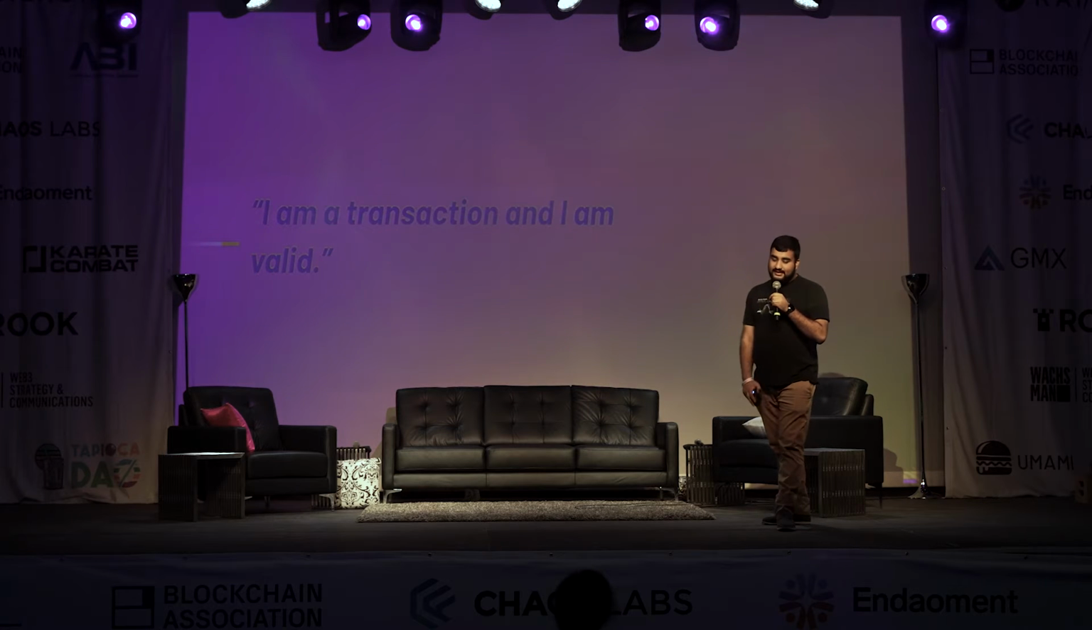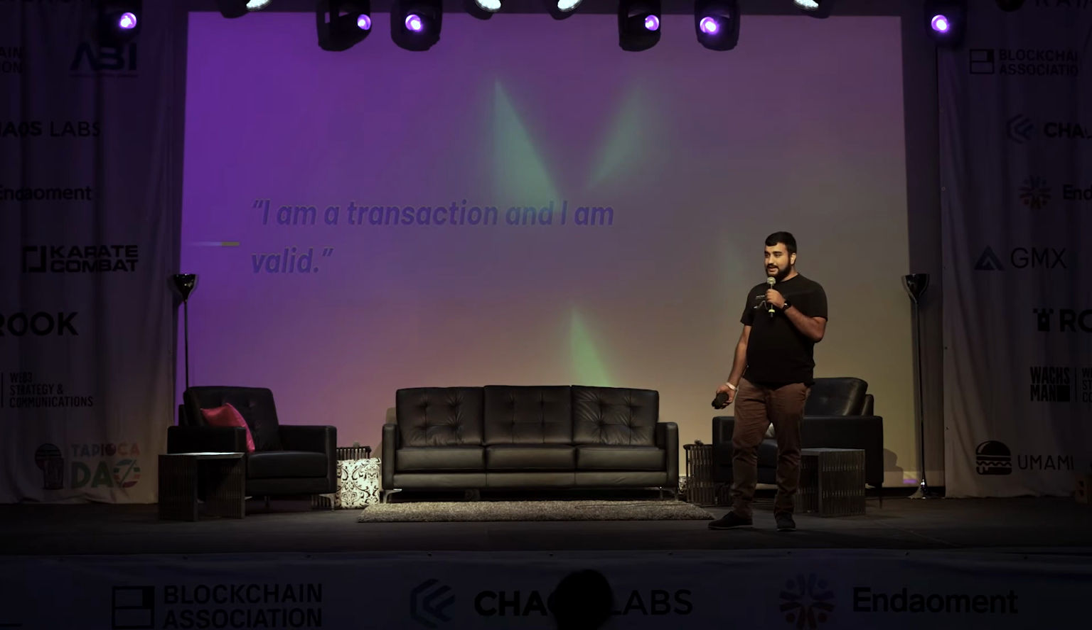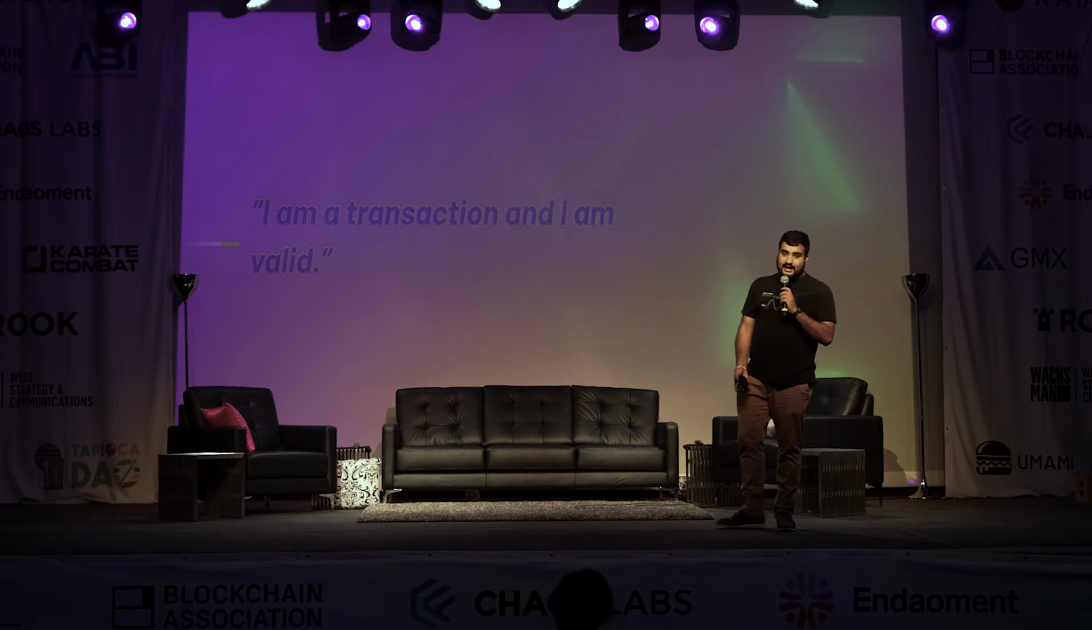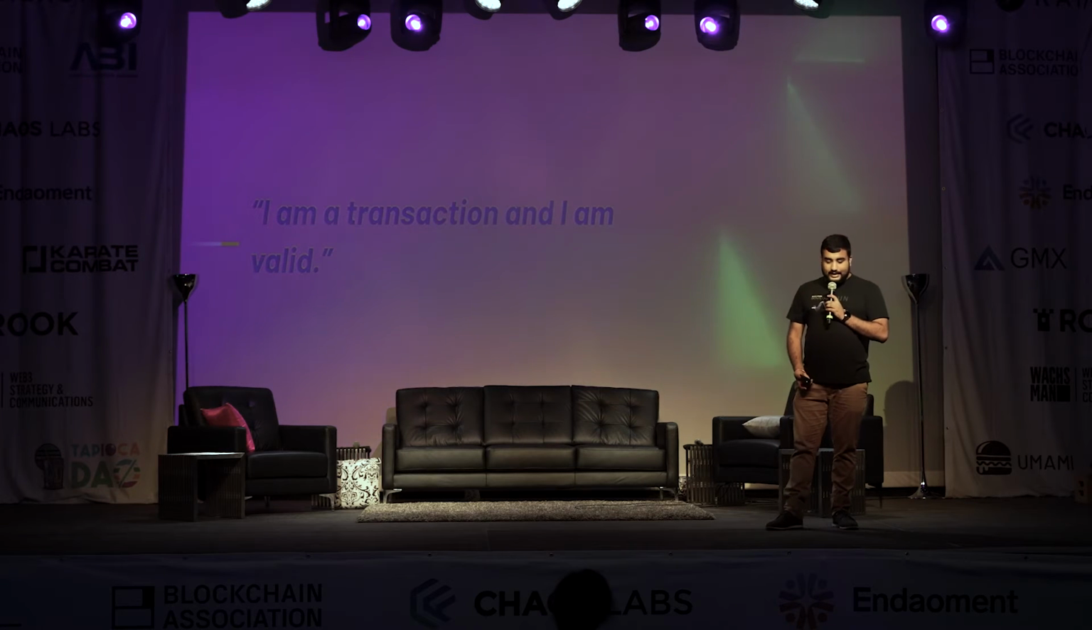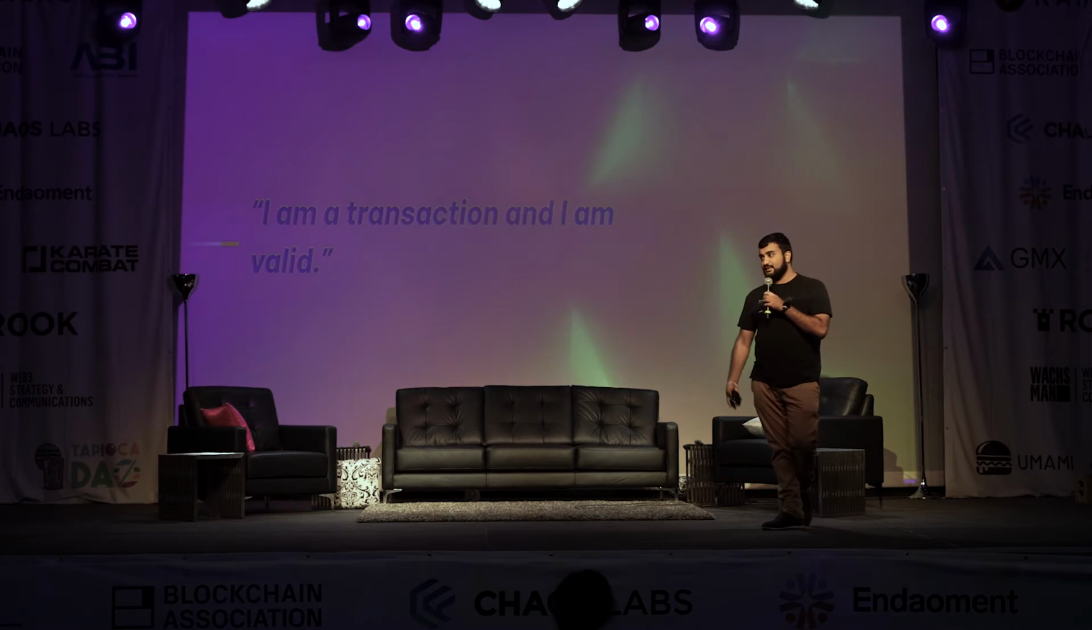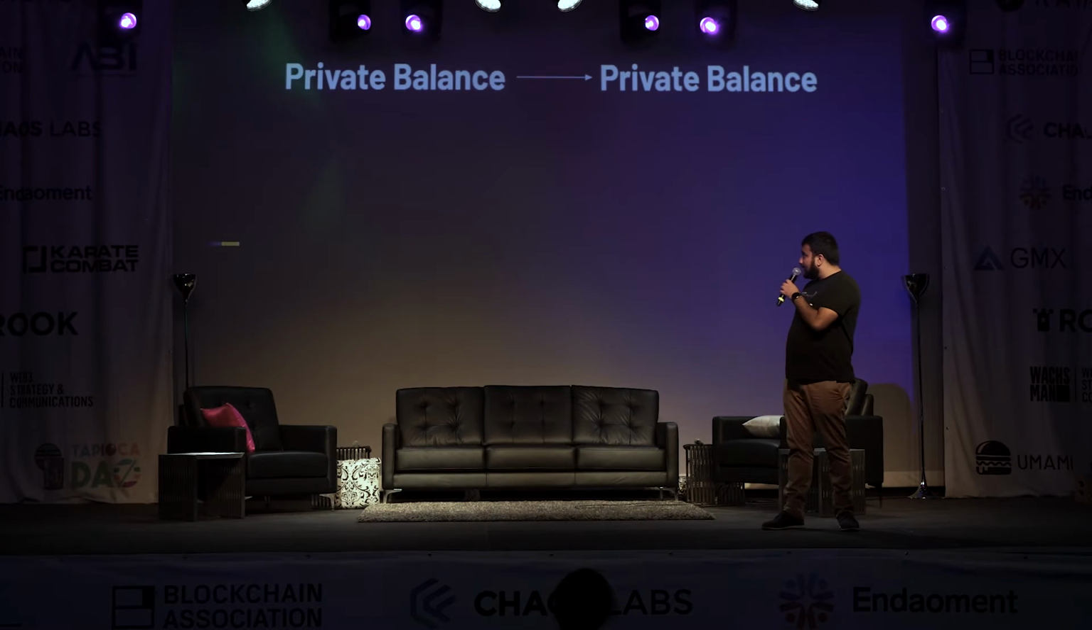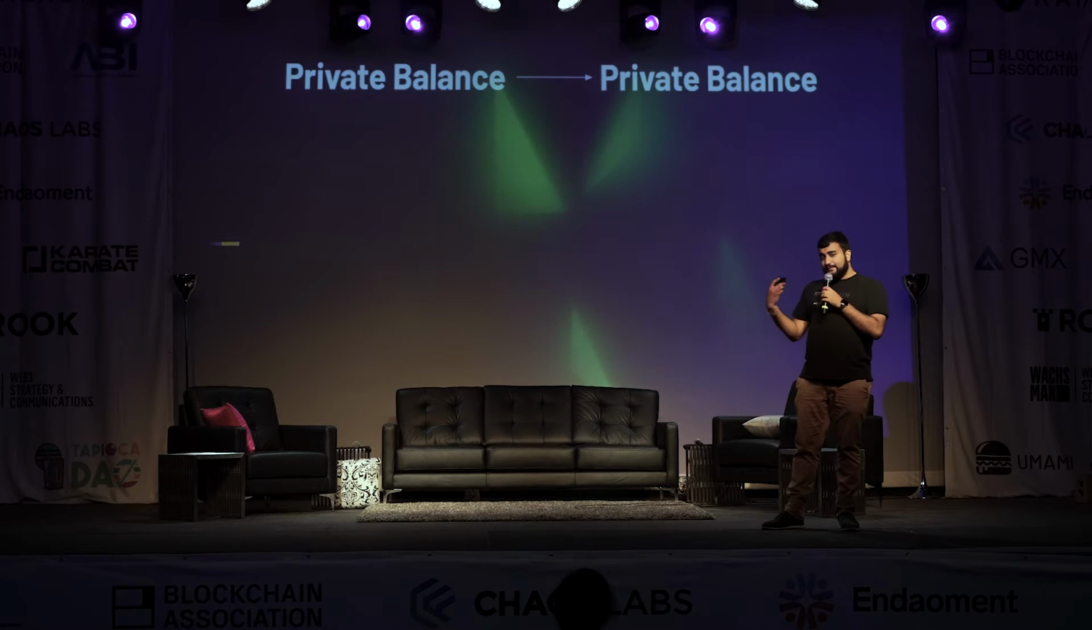So all this really says is, hey, I'm a transaction and I'm valid. And really the only thing that a blockchain validator or a miner cares about is whether the transaction is valid. So they don't really need to see any of the other details on there. They can be satisfied with just a SNARK proof. And this is really great for a private balance to a private balance transaction.